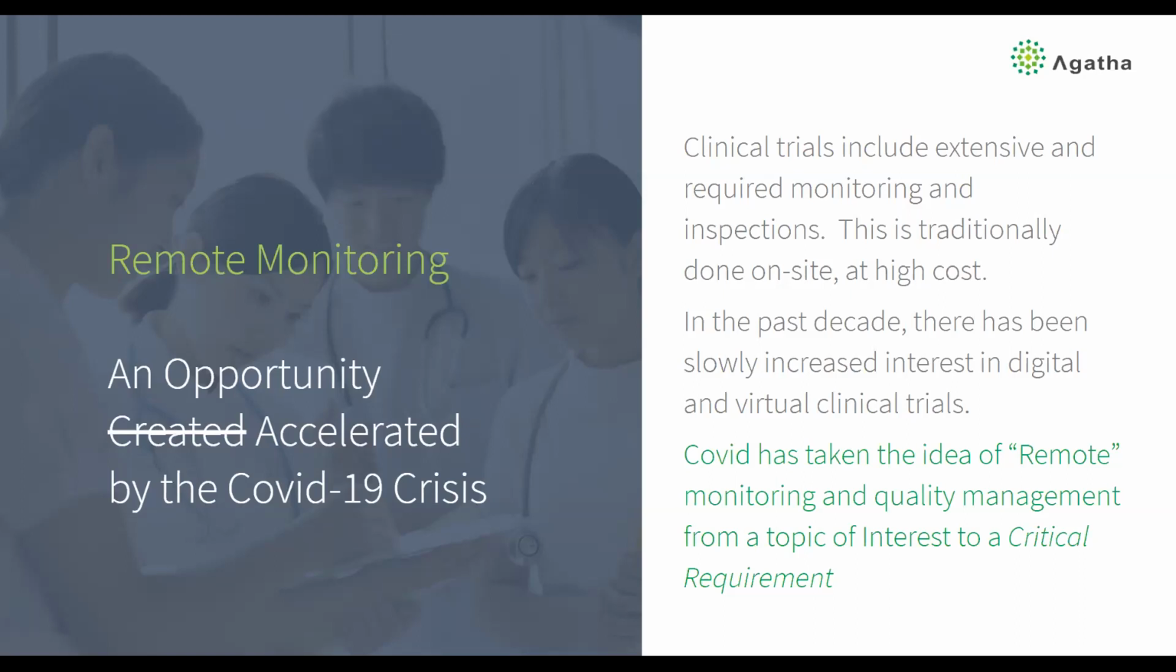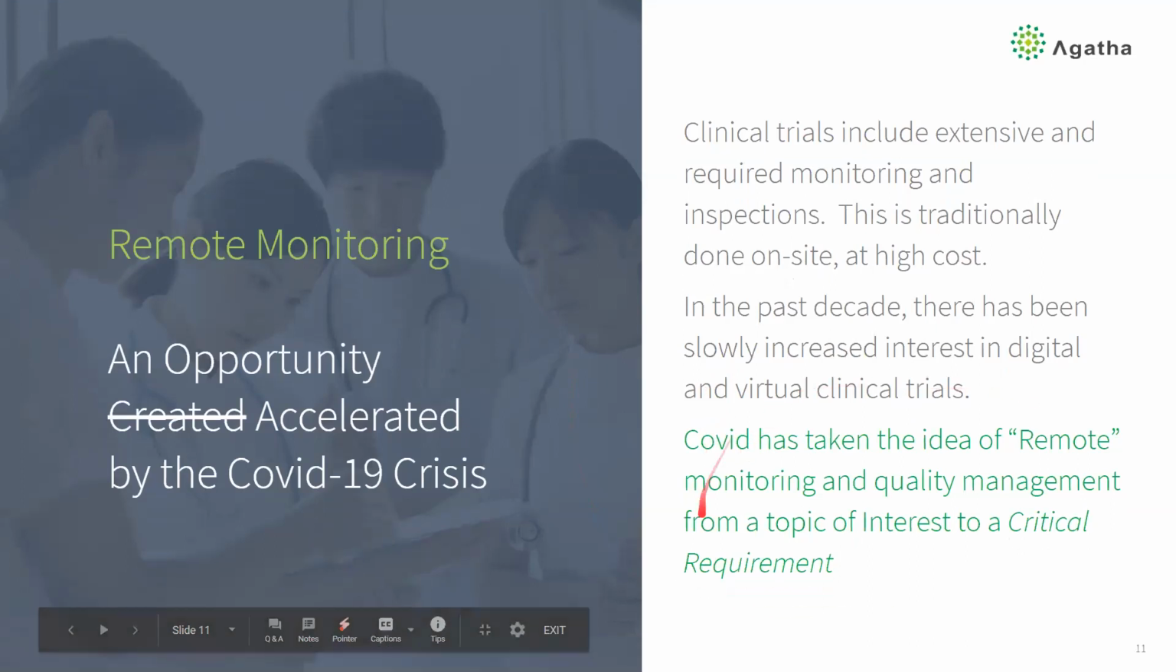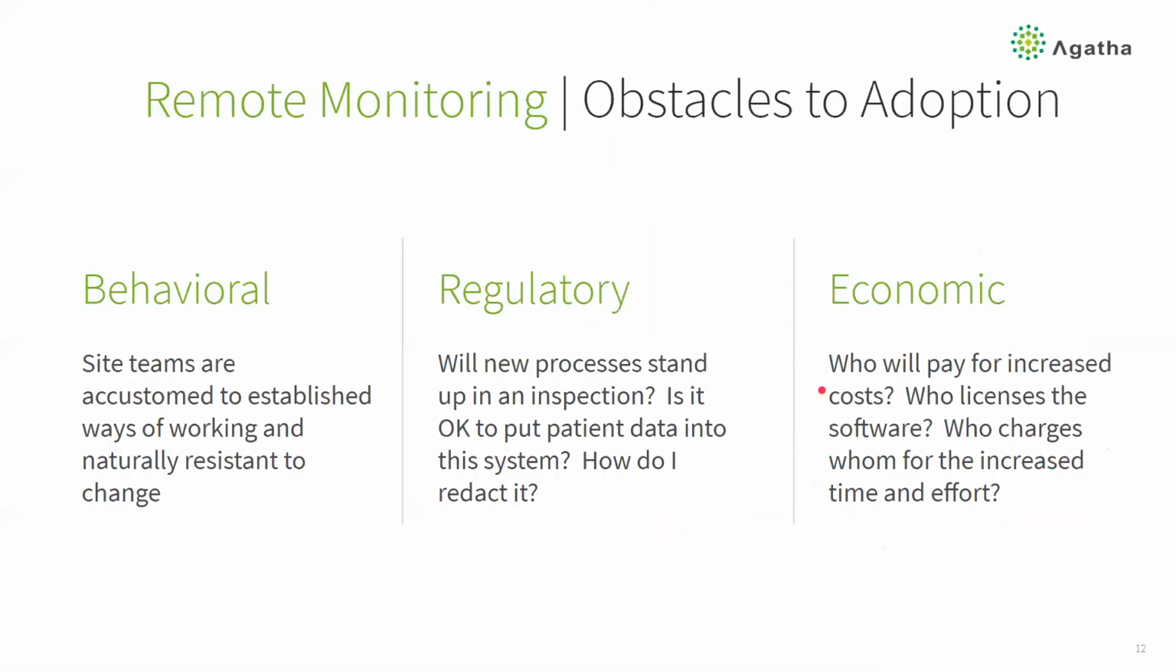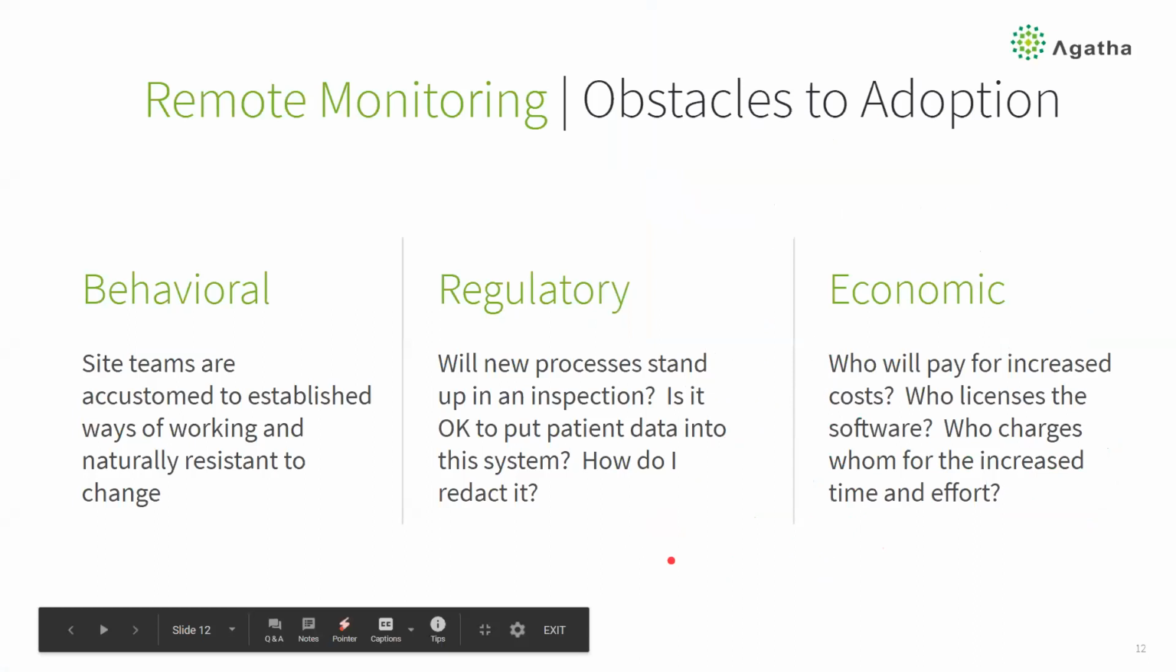But my point right now is that while that's been going on for the past decade, COVID has taken the idea of remote monitoring and taken it from an interesting topic, something we should all work towards. There's reasons economically and quality, and now it's clearly a critical requirement. We have to incorporate remote monitoring so that trials can keep moving when we can't travel to sites. So why hasn't it already happened?